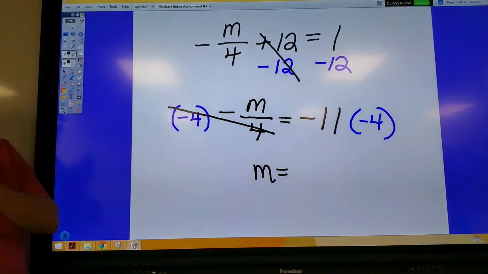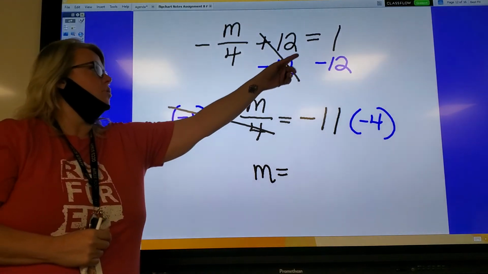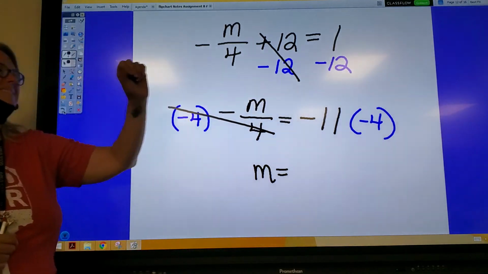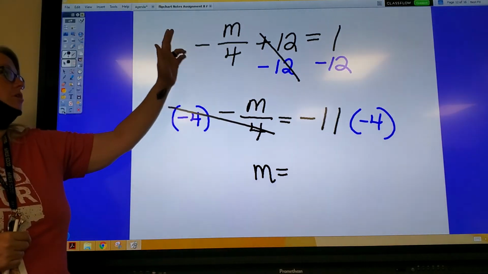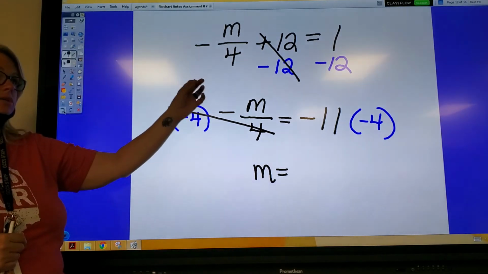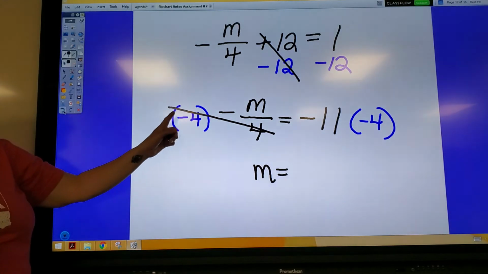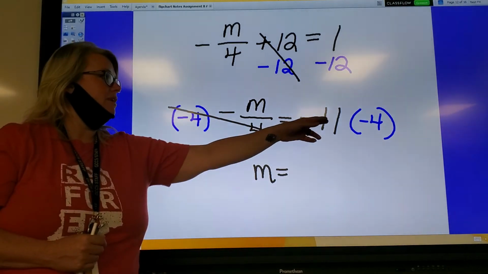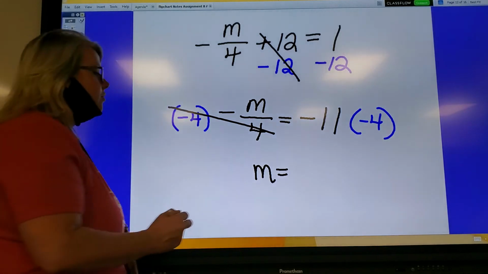Okay, first step, get rid of plus 12 by subtracting 12. So 1 minus 12 is a negative 11. Second step, you don't want to just get rid of the 4, you want to get rid of the negative sign also. So when you multiply, you need to multiply by a negative 4. Once again, that gets rid of your negative sign and the 4. So when we do negative 11 times negative 4, we get positive 44.